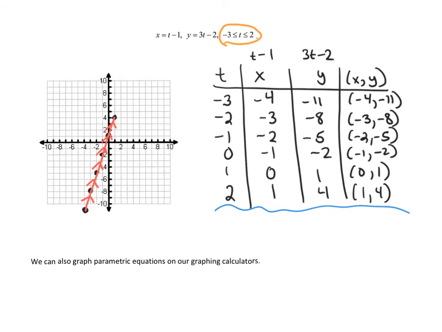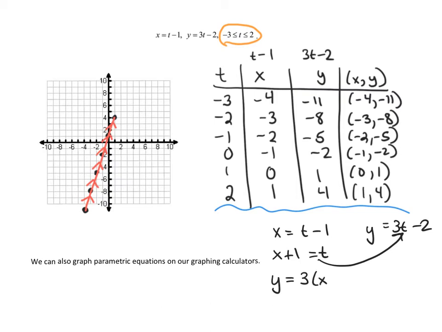We could figure out what our line is. So if I do the set of parametric equations, one thing that we'll like to do is find out what the rectangular graph is. This is a pretty easy one to start doing that. I'll take one of them and get t by itself. This one seems pretty easy. I'll just add one and make t by itself, and then I can plug that into the other equation. So y is going to equal 3 times (x plus 1) minus 2.